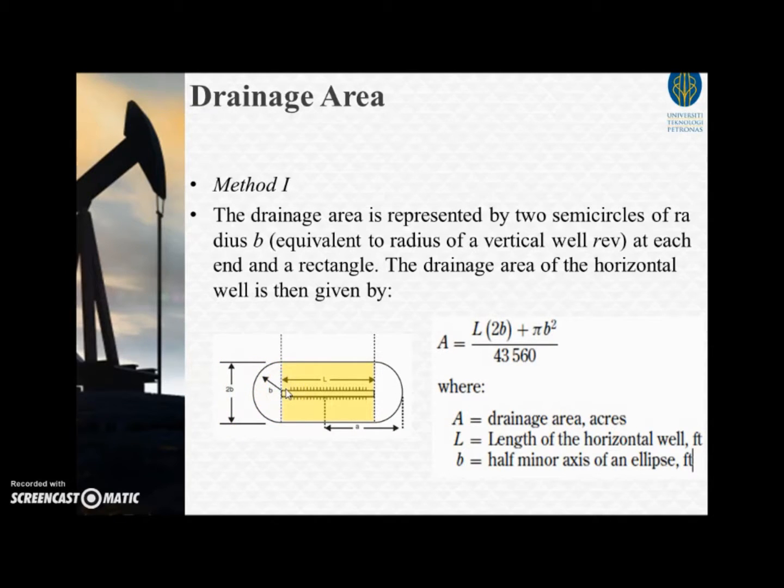Therefore, it is represented in the following formula, where A equals length times 2B, which is the area of the rectangle, plus the area of the two semicircles, which combine into a circle. This is the formula of the circle, pi B squared. All this is divided by a conversion factor into feet squared, which is 43560. So L times 2B is this, and pi B squared is the area, which is combined from two semicircles.